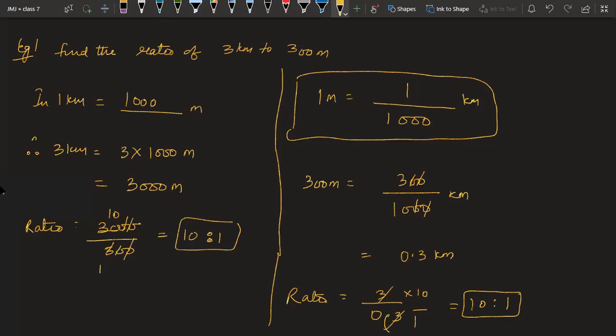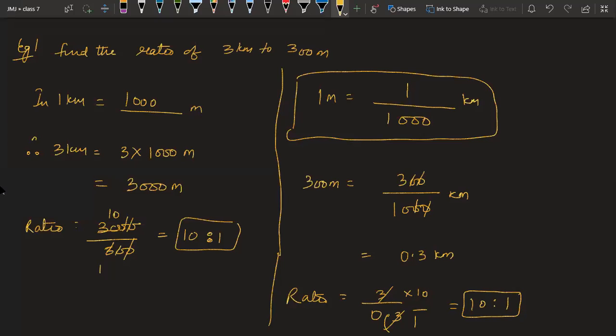So you can see I have done the same question in two ways. Which way is easier? Because in the first case we are multiplying, so it is always easier to multiply than to divide. Answer is same in both the cases. You can go for any method.